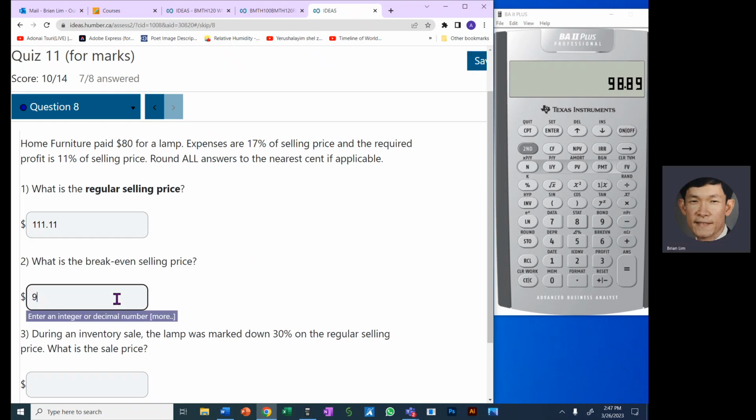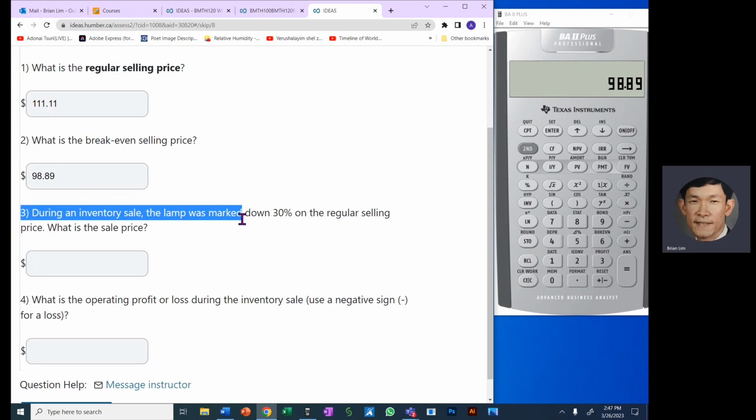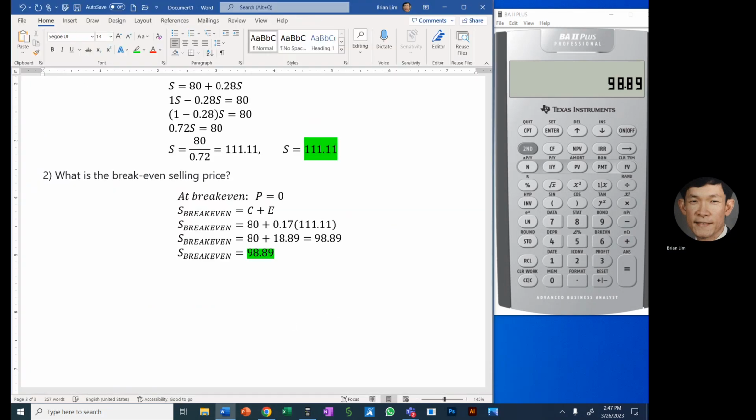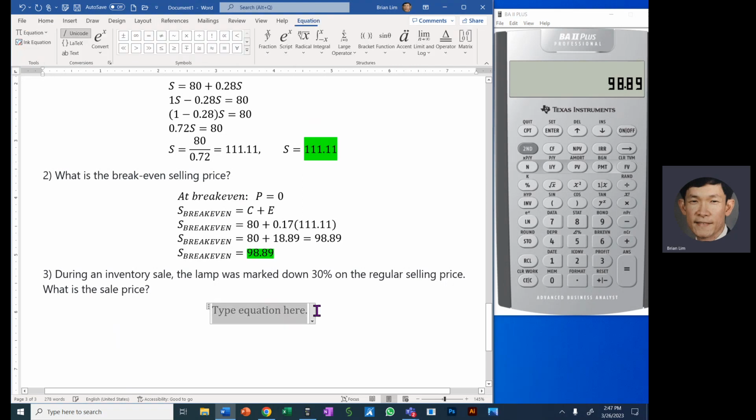Let's come here and go 98.89. All right, during an inventory sale, the lamp is marked down 30% on the regular selling price. What is the sale price? Okay, so let's go and do that. We have part 3. It's marked down 30% on the regular selling price. What is the sale price?